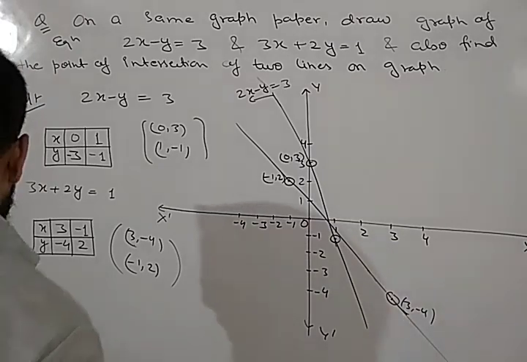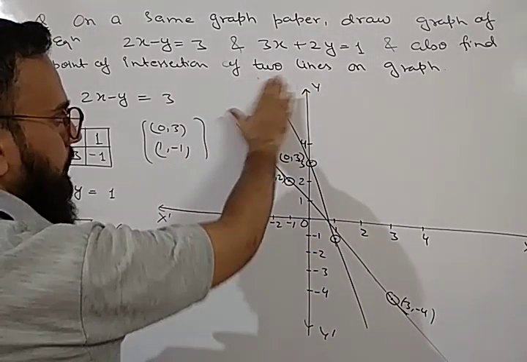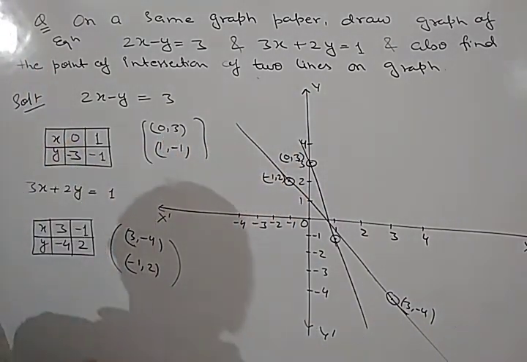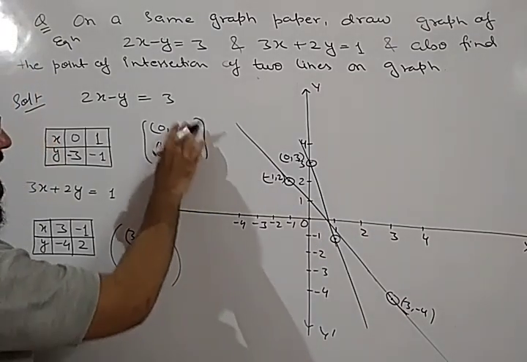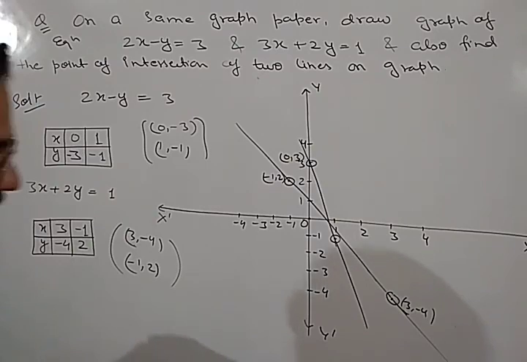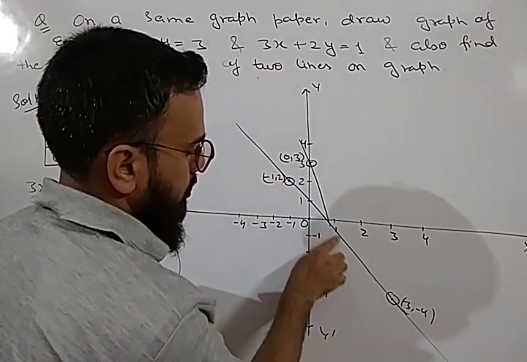Just a second, there is some mistake in this graph. We have plotted the first graph, which is wrong, because we have plotted 0, 3, but it is 0, minus 3. So let us correct it. It is 0, minus 3. The second graph is correct, but the first graph is not correct. So we have to correct the first graph.